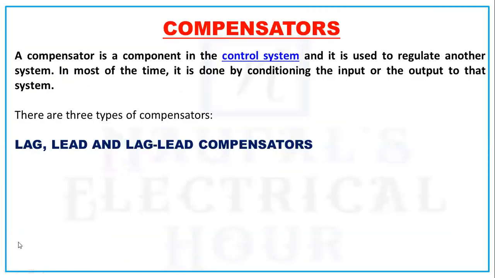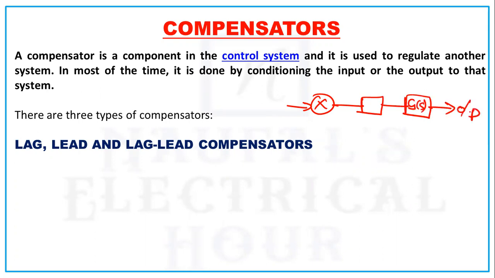A compensator is a component in the control system, and it is used to regulate another system. We have the figure here: there will be an input, then G of S, and then the output, and then H of S, where H of S is equal to 1. This will be the compensator, just like the controller. If G of S is not able to regulate the output, then we go for another compensating element. Most of the time, it is done by conditioning the input or the output to the system. Here we are conditioning the input to the system. There are three types of compensators: lag, lead, and lag lead compensators.